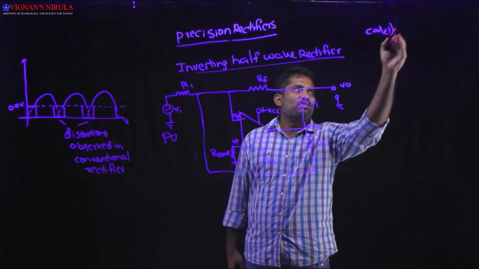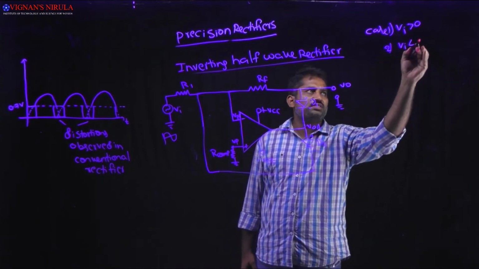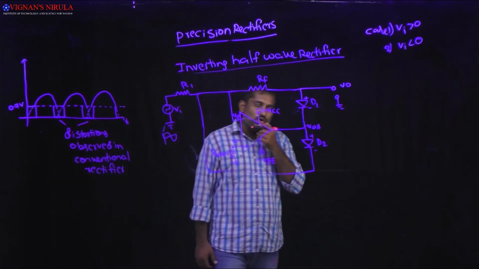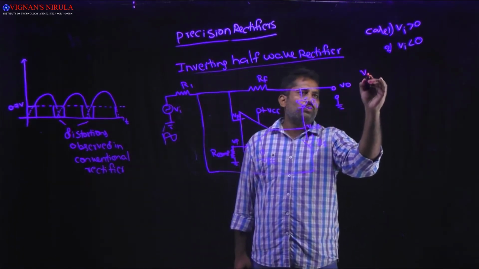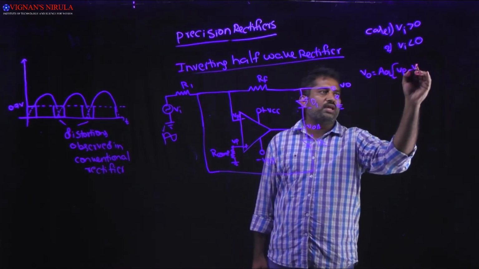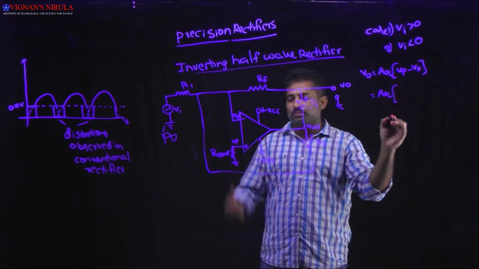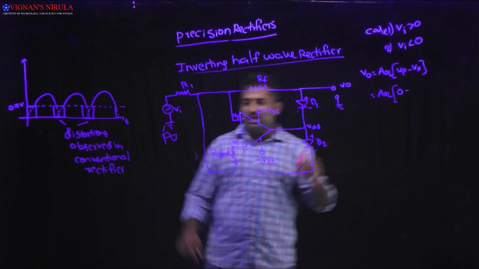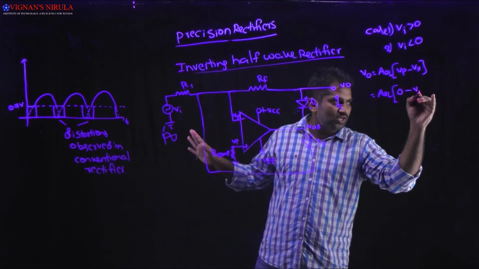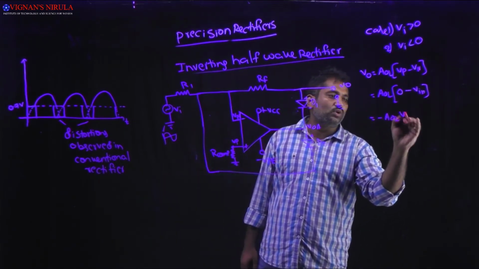Case 1 is when Vi is greater than 0, and case 2 is when Vi is less than 0. First, I am considering Vi is greater than 0, and we all know that output voltage V naught is equal to A naught L into Vp minus Vn. Okay, so A naught L into, I am considering Vp is 0 minus Vn is positive value. So I am treating Vn as Vin. Okay, so what you will get? You will get A naught L into Vin.